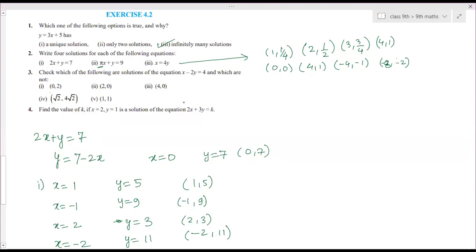It is not. Right? So x is root 2 minus 2 into 4 root 2. That means root 2 minus 8 root 2. That is minus 7 root 2. And RHS is 4, which is not equal. So they are not equal. So it is not a solution.